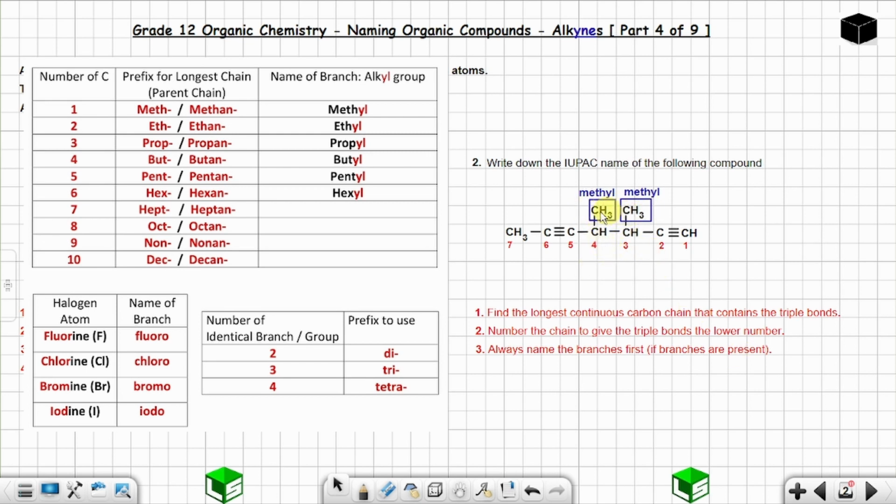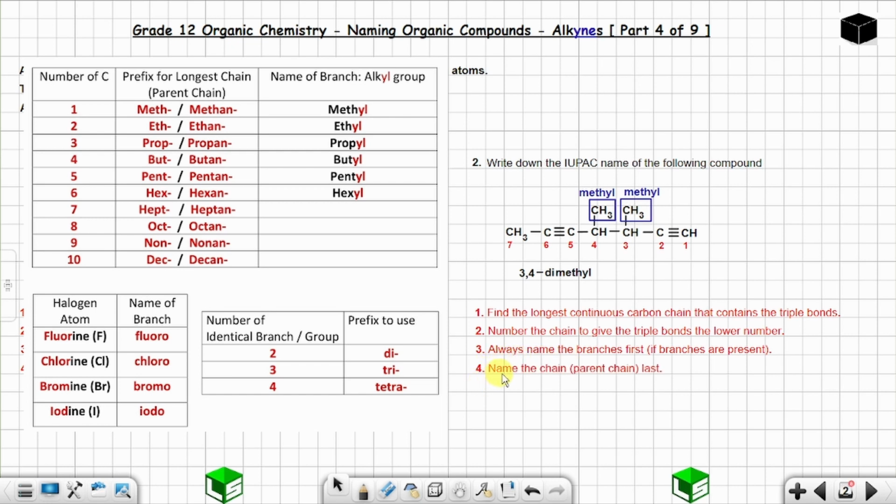You have 2 of them. When you have 2 identical branches, you are going to use di. So you have them on carbon number 3 and 4. So you are going to have 3,4-dimethyl. Always put a hyphen between a number and a letter. We are done naming the branches.